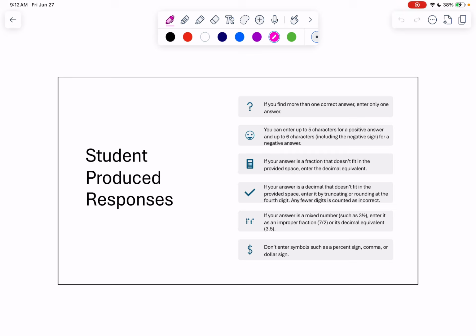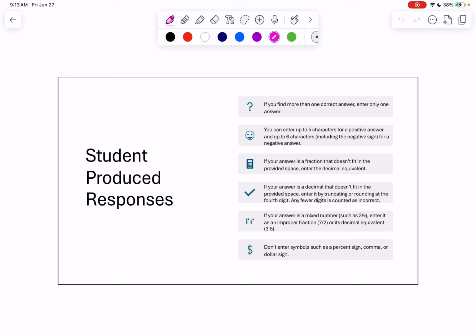You can enter up to 5 characters for a positive answer and up to 6 characters for a negative answer, and the 6th character is for the negative sign. Characters are numbers and decimal points. We'll take a little closer look at that in a moment. If your answer is a fraction that doesn't fit in the provided space, you can reduce it or enter the decimal equivalent. If your answer is a decimal that doesn't fit in the provided space, enter it by truncating it, chopping it off at the 5th or 6th spot, or rounding it at the 4th digit. Any fewer digits is counted as incorrect.